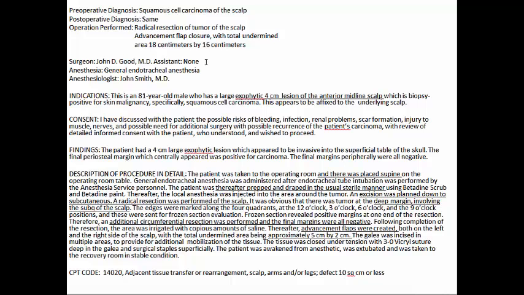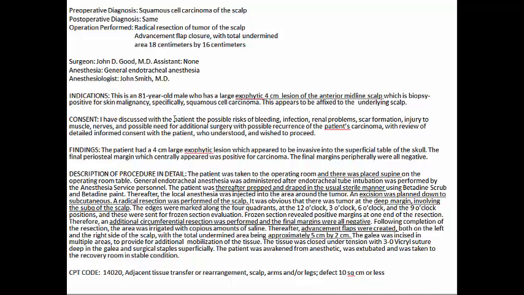They did an advanced flap closure with total undermined area 18 centimeters by 16 centimeters. Here I have my surgeon listed. I actually have my anesthesiologist listed. Sometimes you will have a wonderful op report and all this will be listed. Sometimes it will not. Of course your surgeon will, but sometimes they don't always give the anesthesiologist, but you should always have the type of anesthesia.